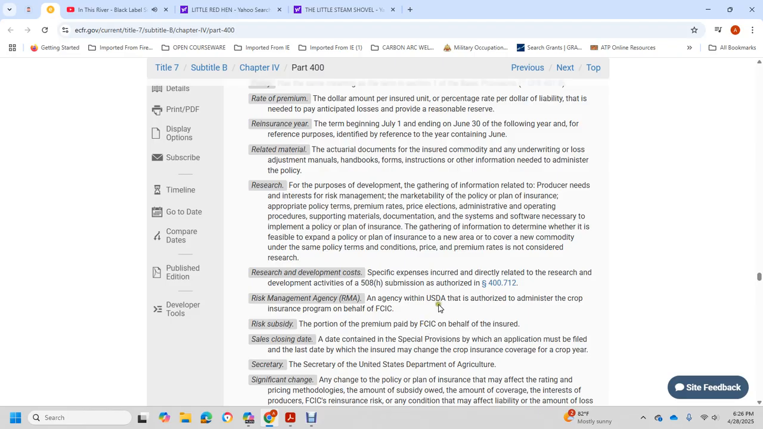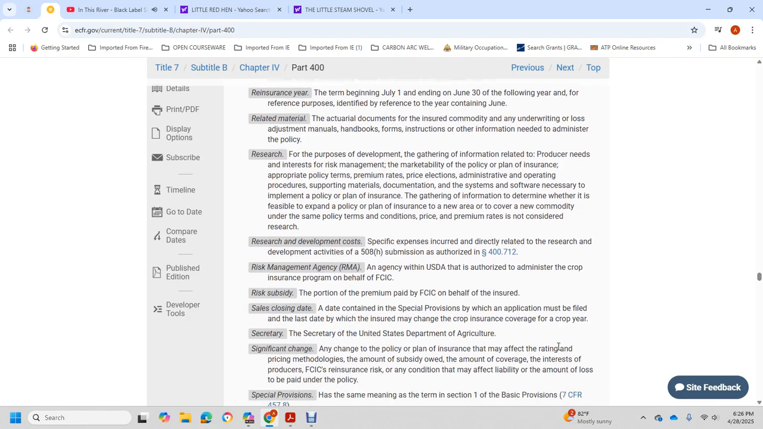The portion of the premium the Federal Crop Insurance Corporation has insured, with the sales closing dates contained within the special provisions. The application must be filed by the last day of the insured crop year with the crop insurance coverage.